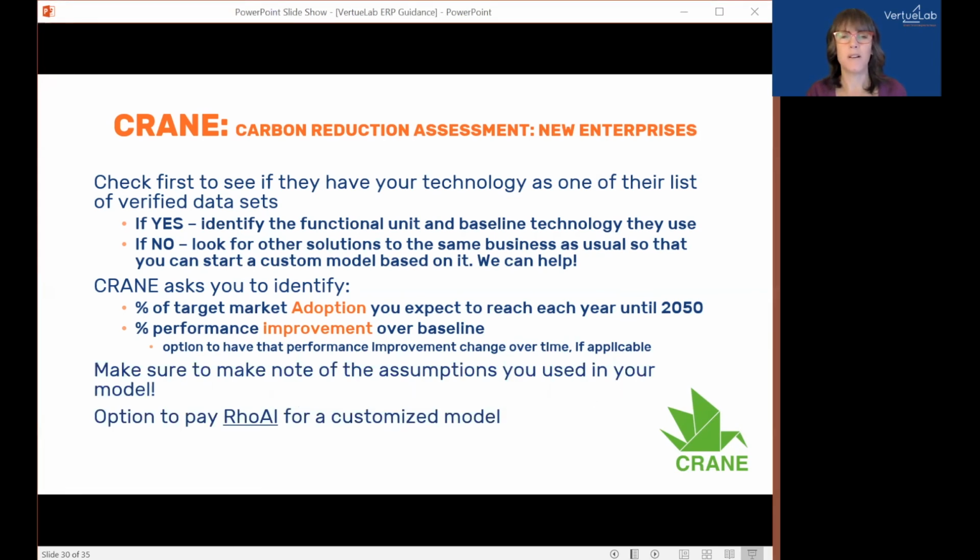And just a user note, as you go, make sure that you make notes about the assumptions that you use so that you don't wind up with an end result and no recollection of how you got there. And then last, if you find yourself in way over your head with customizing the model, there's an option within Crane to pay for custom assistance from the software developer.